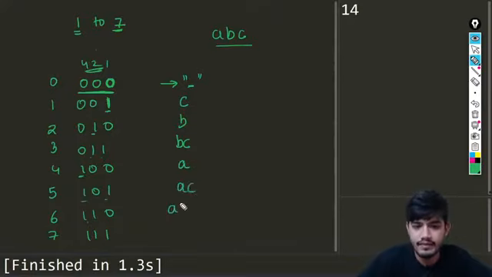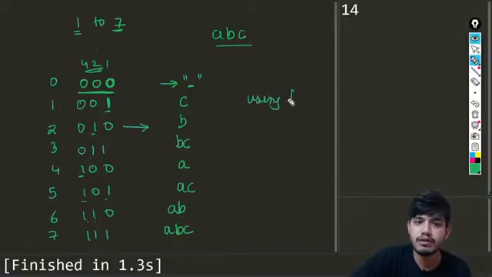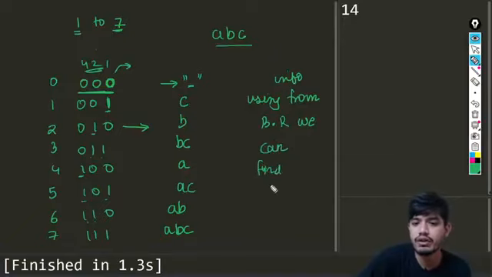Then I'll be writing AB, and then I'll be writing ABC. So you can see we are using information from this binary representation. We can construct these combinations, we can find these combinations. So this is how we can find the solution.